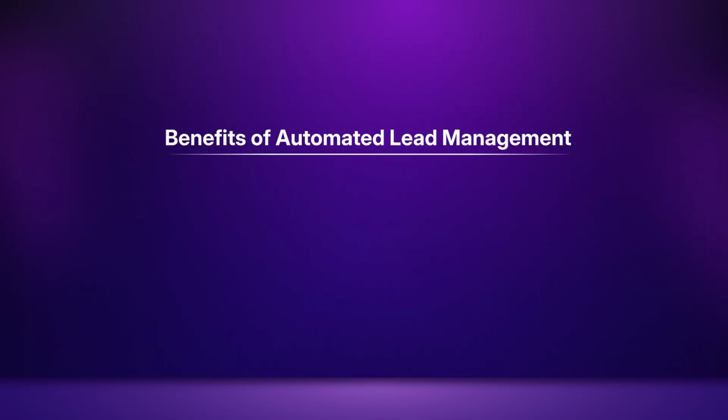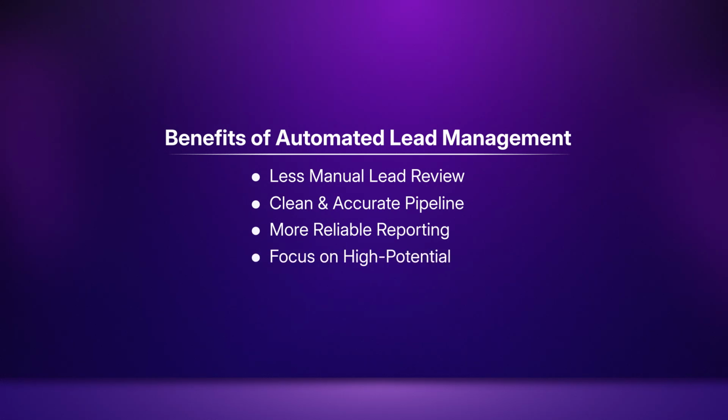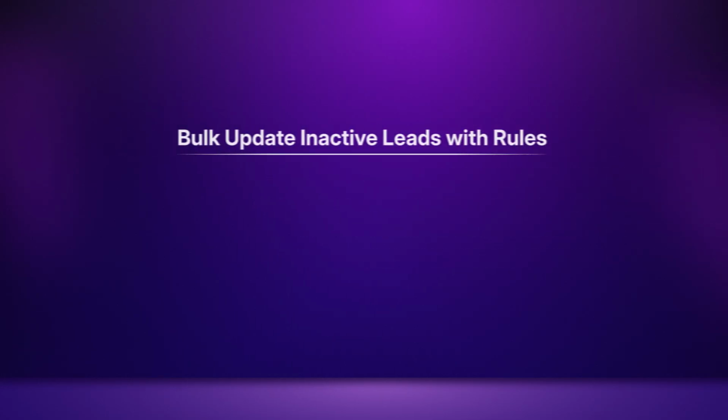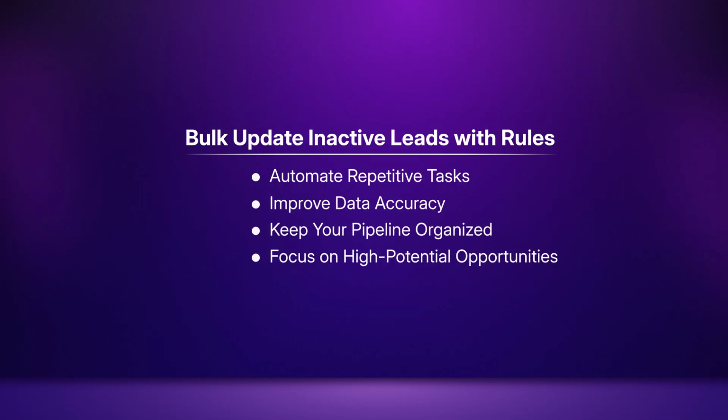By automating inactive lead management, the sales team spends less time manually reviewing old leads. The pipeline remains clean and accurate, reporting becomes more reliable, and sales executives can focus on active, high-potential opportunities. That's how you can use rules in Office 24 by 7 to bulk update inactive leads as cold leads. Rules help automate repetitive tasks, improve data accuracy, and ensure your team focuses on the opportunities that matter most.